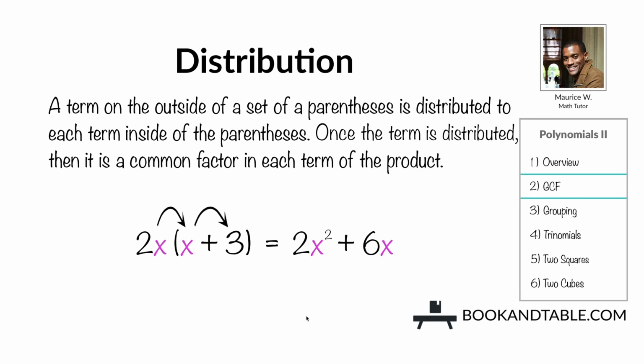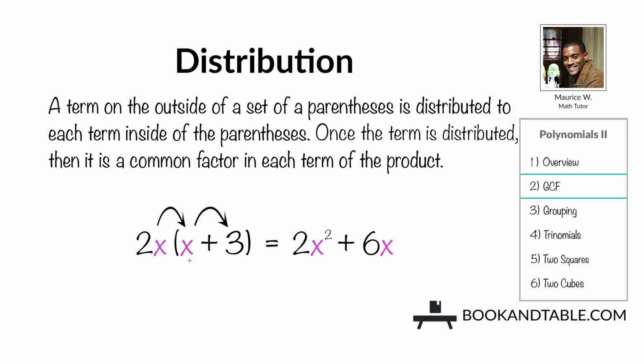Let's now discuss how you would go about factoring a quadratic by removing the greatest common factor. To do so, we must first discuss the concept of distribution. So let's say we had 2x times (x + 3). A term on the outside of a set of parentheses is distributed to each term inside of the parentheses.